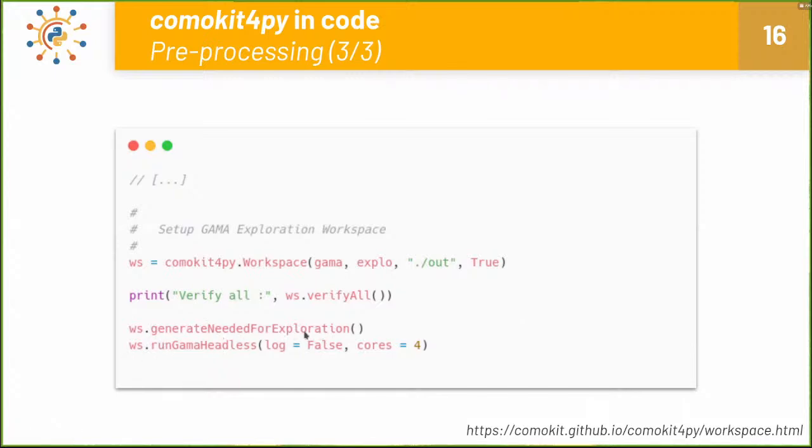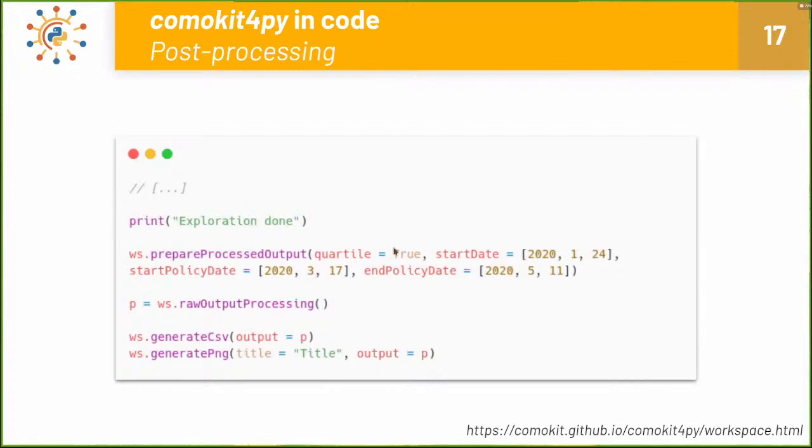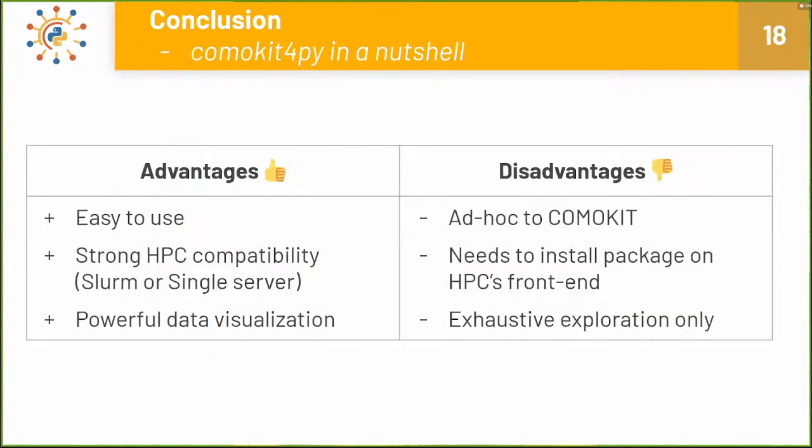We generate the needed files for exploration and we launch the GAMA Decks. There we can choose to launch it on the server or on Slurm or whatever. And the script is going to launch GAMA, all the GAMA needed, all the GAMA asked, and wait till the end. So once that function is done, once the exploration is finished, I have a small print, and here are a few more lines to generate the output that I showed you previously. So 40 lines of code, really simple, very, very fast.